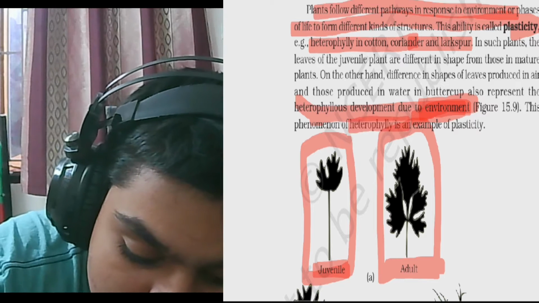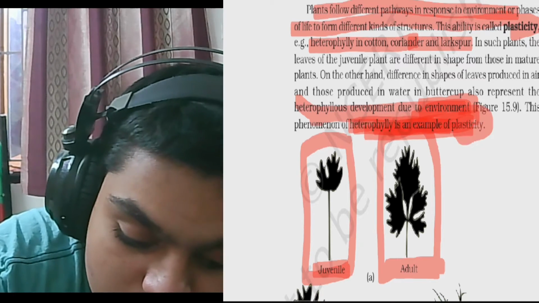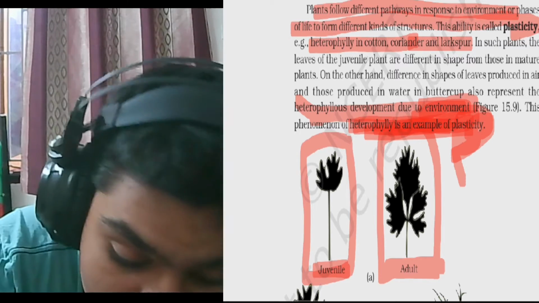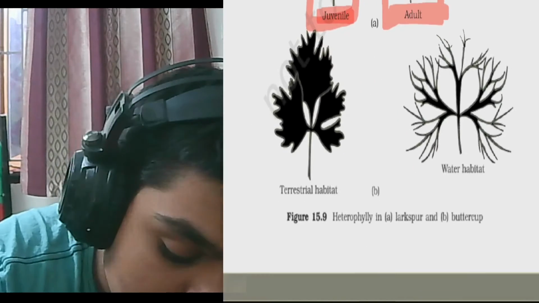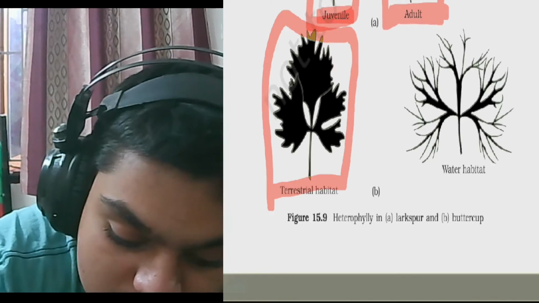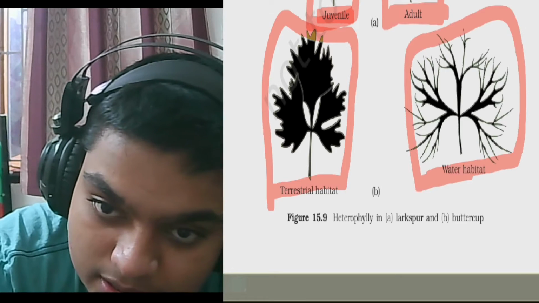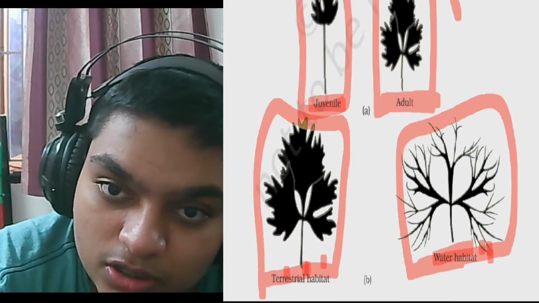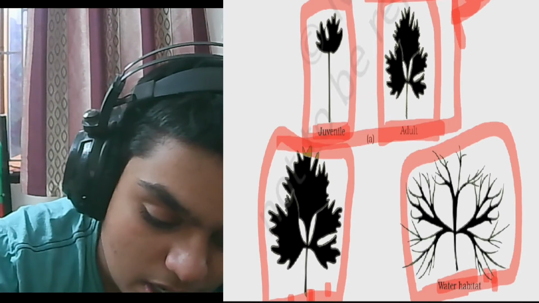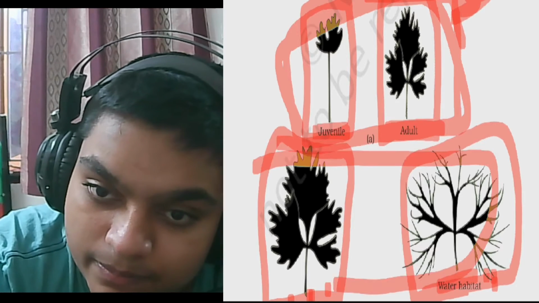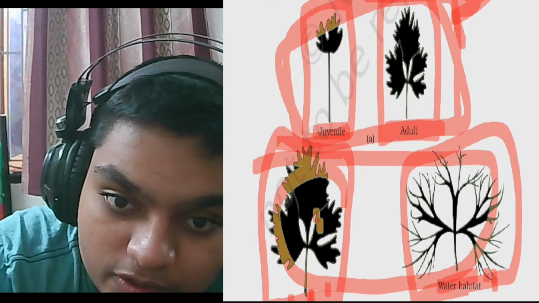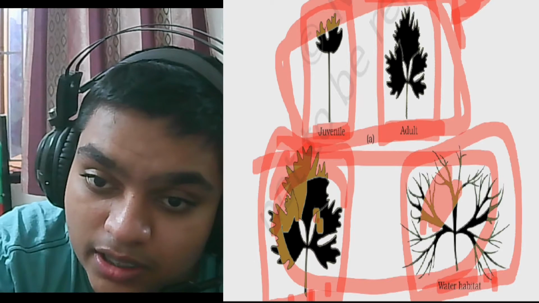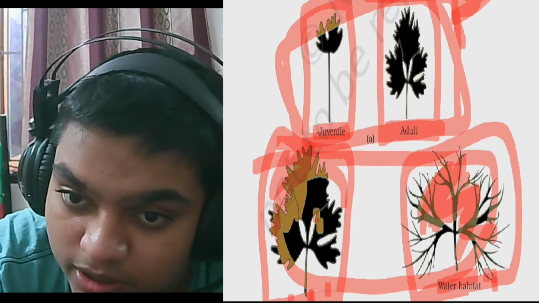This phenomenon is called heterophylly, and it is an example of plasticity. And another example of heterophylly is your buttercup. See, in terrestrial habitat buttercup is like this, but in water habitat buttercup is like this. See how differences are there between these two. Oh, this is not coriander, this is larkspur, sorry, this is larkspur, this is buttercup. So it is due to environment. Here the environment is terrestrial, land. Here the environment is water.